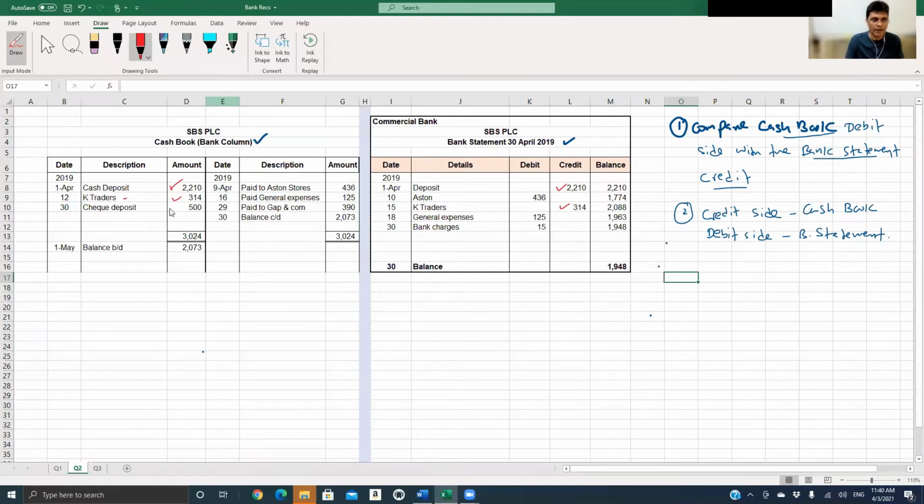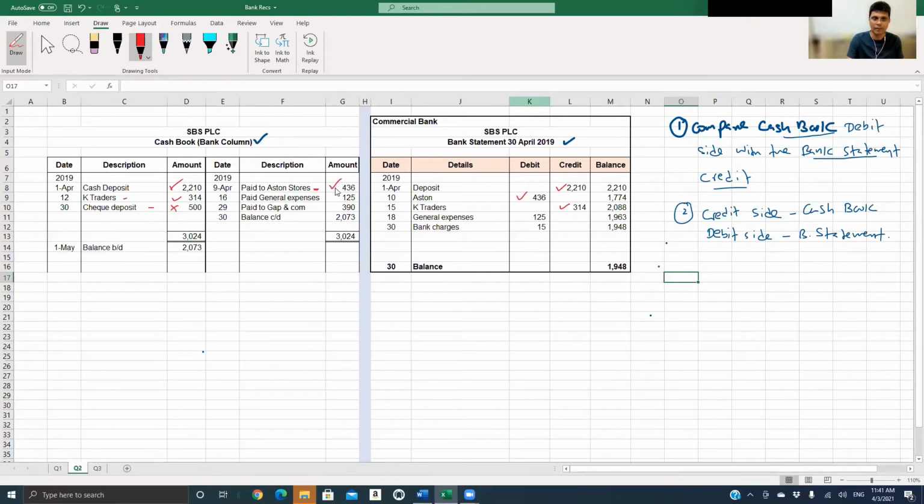A check deposit of 500. Has it been realized? Yes or no? This has not been realized in the bank statement. Now we'll move on to the credit side of the cash book. Pay to Aston Stores 436. We have issued a check to the supplier. So has it been presented to the bank? As you can see, it has been presented. Our bank account has been debited. So therefore, just put a tick.